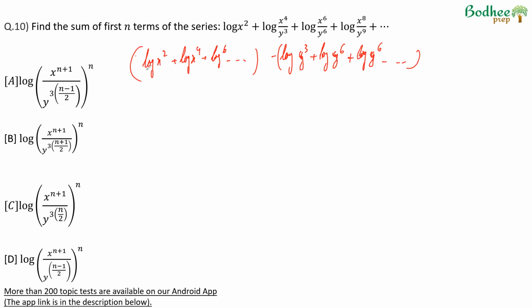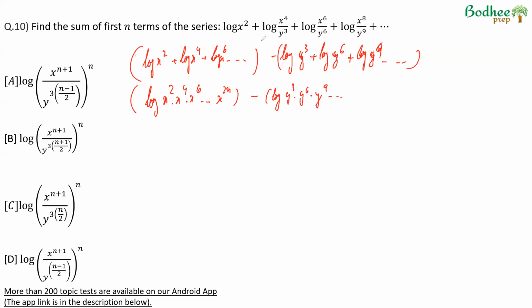Now here what we have is log of a plus log of b plus log of c will be nothing but log of a into b into c, and so on. So log of x square into x4 into x6 and so on. The last term will be x raised to power 2n, since it is 2 into 1, 2 into 2, 2 into 3. So the nth term will be x raised to power 2n, minus log of y cube into y6 into y9 and so on.